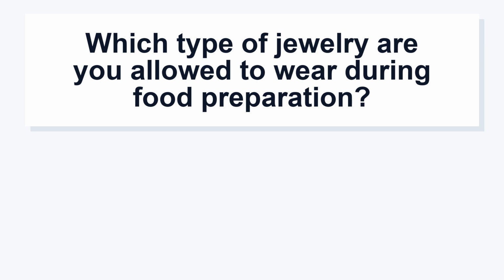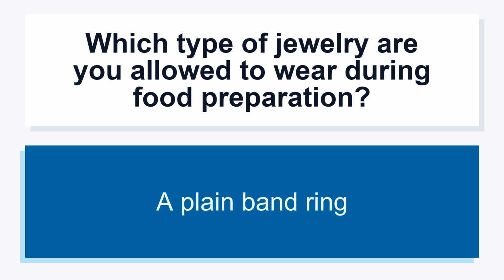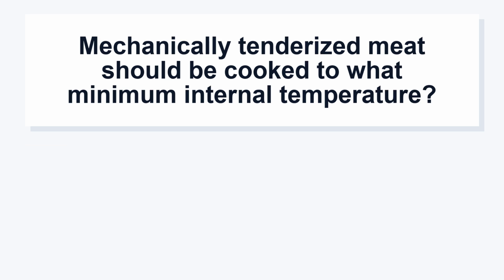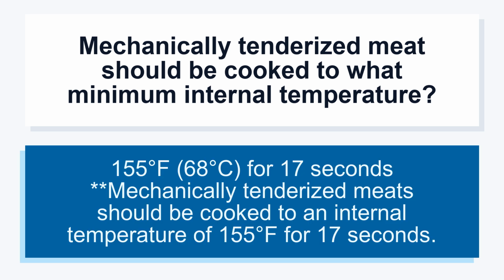Which type of jewelry are you allowed to wear during food preparation? A plain band ring. Mechanically tenderized meat should be cooked to what minimum internal temperature? 155 degrees Fahrenheit, 68 degrees Celsius, for 17 seconds. Mechanically tenderized meat should be cooked to an internal temperature of 155 degrees Fahrenheit for 17 seconds.